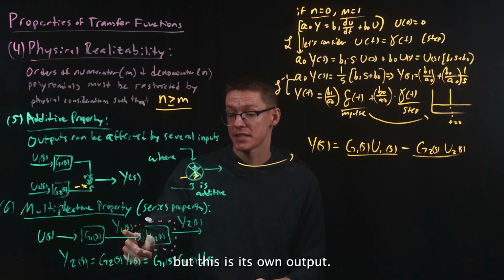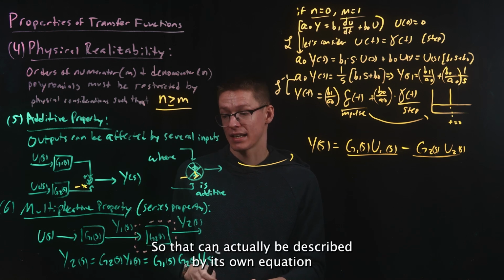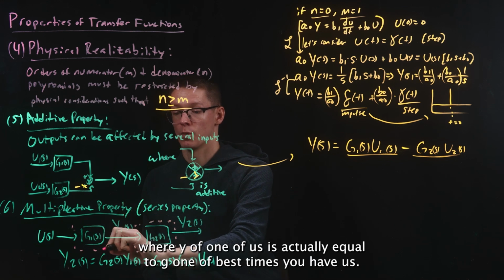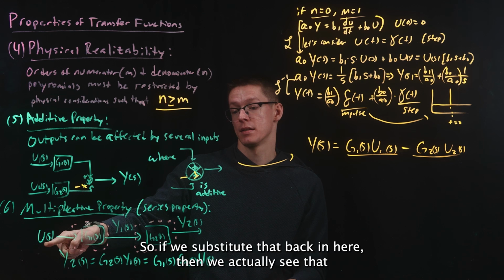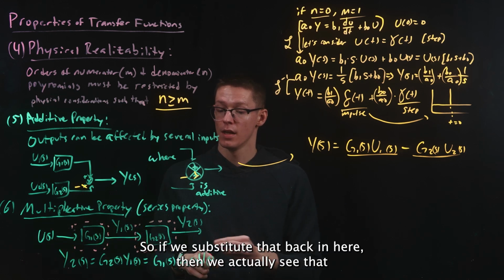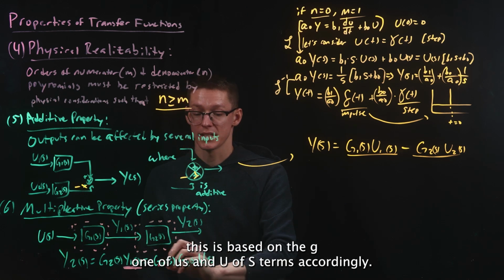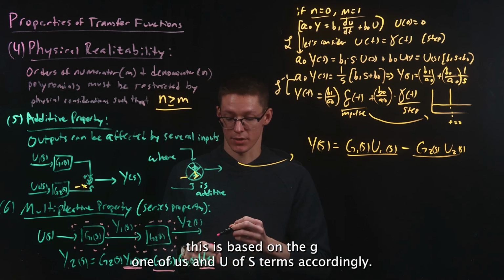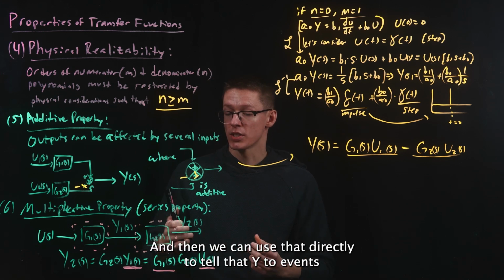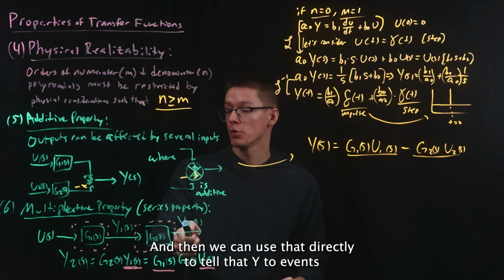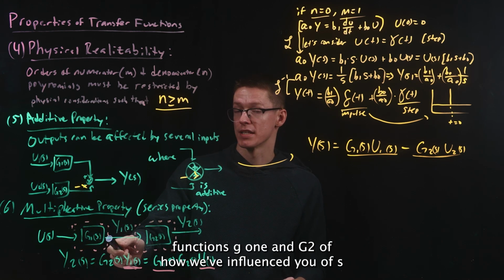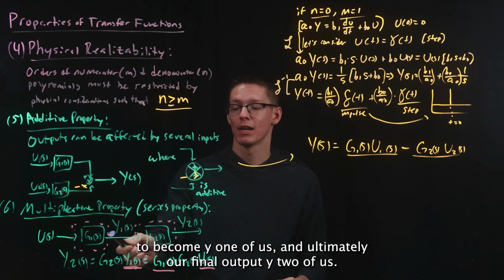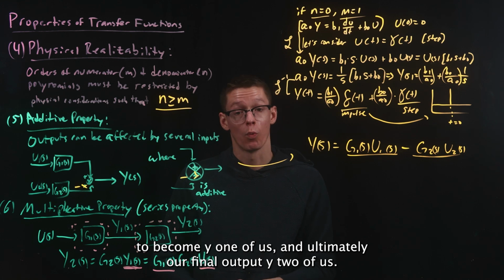But this is its own output. So that can actually be described by its own equation, where y1 of s is actually equal to g1 of s times u of s. So if we substitute that back in here, then we see that this is based on the g1 of s and u of s terms accordingly. And then we can use that directly to tell that y2 of s must be based on a multiplicative property with series of transfer functions g1 and g2 of how we've influenced u of s to become y1 of s and ultimately our final output y2 of s.